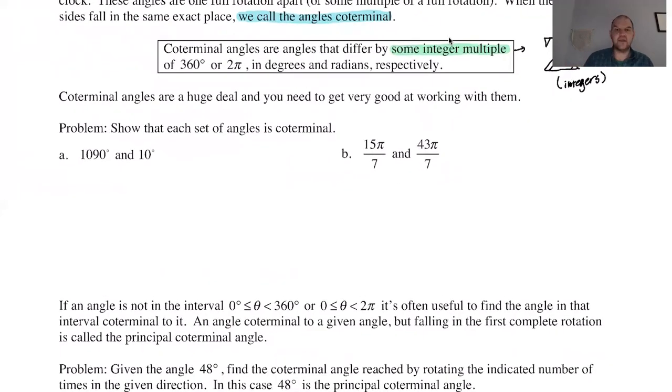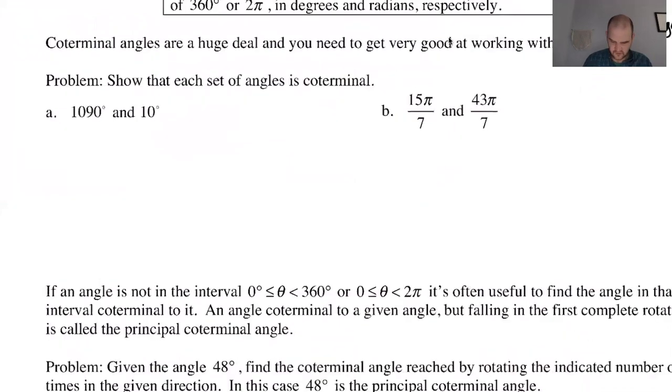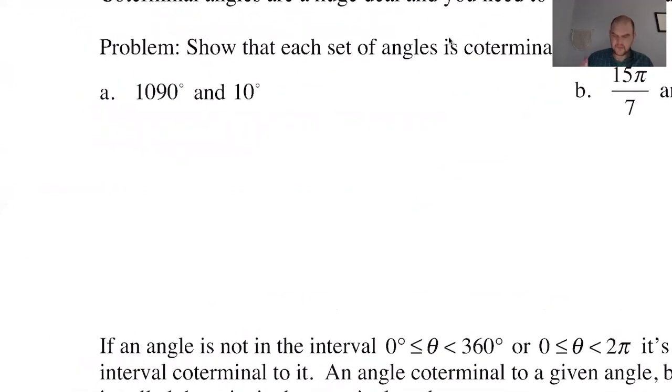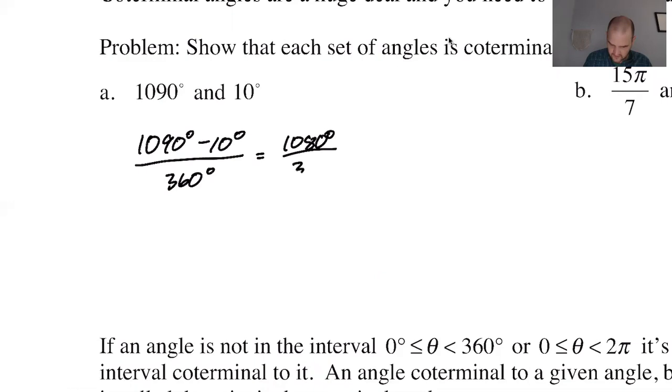So integers. All right, let's try to show that these are coterminal. I need to show that they differ by some multiple of 360 if they're in degrees. The easiest way is to take 1090, subtract 10, and then divide by 360 and see what I get. If I get an integer, then yes. If I don't get an integer, then no, they're not coterminal. So this will be 1080 divided by 360, which is 3. 3 is an element of the integers.